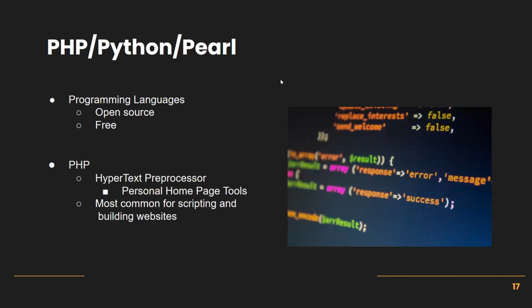All right, next is PHP, Python, Perl. I'm just gonna keep saying PHP for now. That's what we'll be using. Open source free programming language. It stands for Hypertext Preprocessor. It used to be homepage tools. And essentially, the reason we use this, it's the most common language for scripting and building websites. Essentially, every time you see a pretty image or pretty colors on your website, web page, it's probably done through PHP.